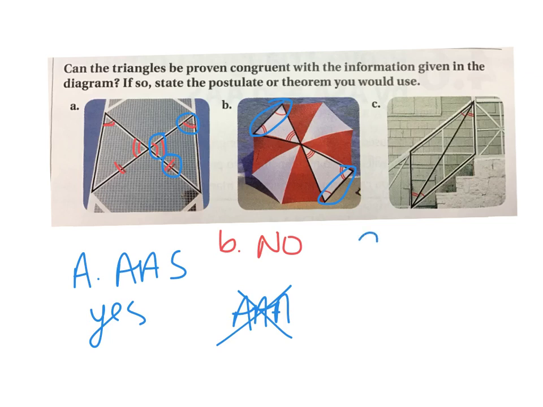Okay? So now let's look at C. What do you guys see? Yeah, this line would be congruent to itself, right? Which makes it reflexive. So what postulate would this work for? Angle side angle. Very good, because you go angle and then side and then angle.